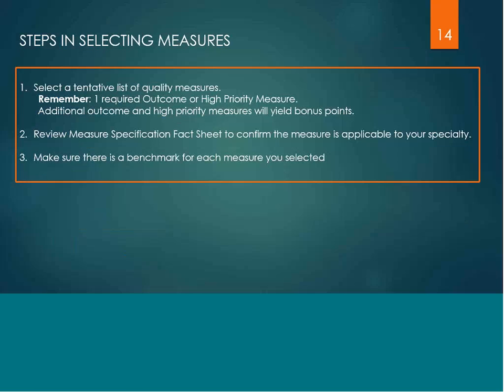So again, working off that tentative list, if you are considering using claims or registry as your method to submit your data through, you want to go to the QPP website. Keep in mind you do need an outcome or a high priority measure to report on, and shoot for those additional outcome and high priorities so you can yield some bonus points. You want to cross-reference over and review the specification fact sheet for each measure you're thinking of reporting on. Make sure it applies to your specialty and it's one that you will perform well in.